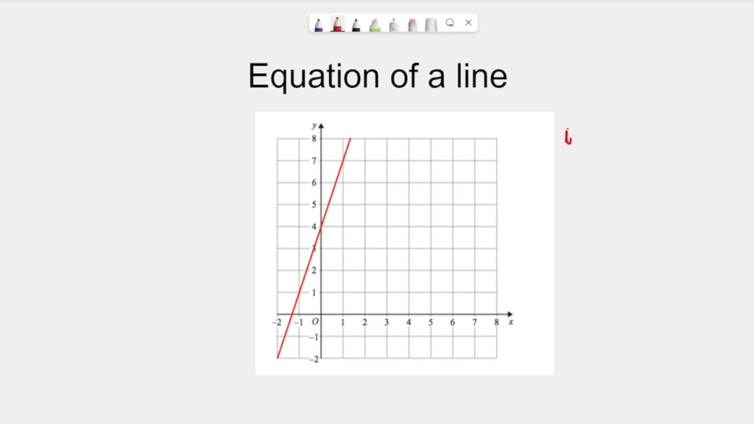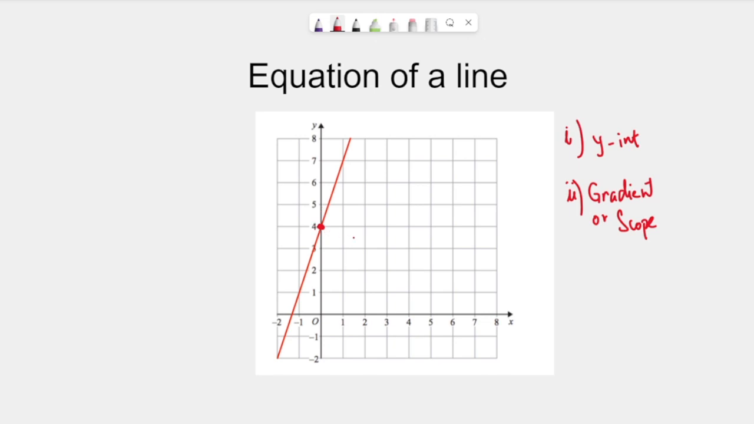The first thing is we have to look for the y-intercept. The y-intercept is the point from where the line is crossing the y-axis. That's one point, which in this graph is this point. And we have to look for the gradient, or you can also call it the slope of a line. Gradient or slope means how steep your line is, the steepness of your line.